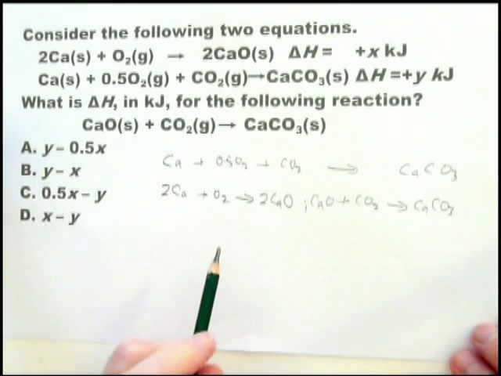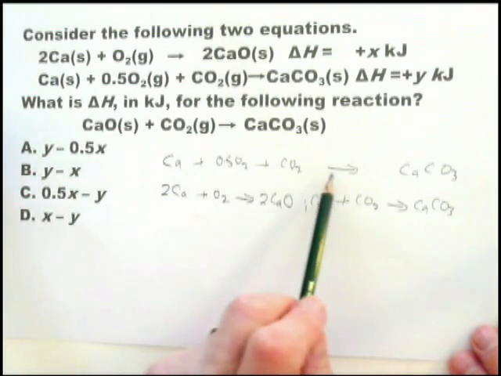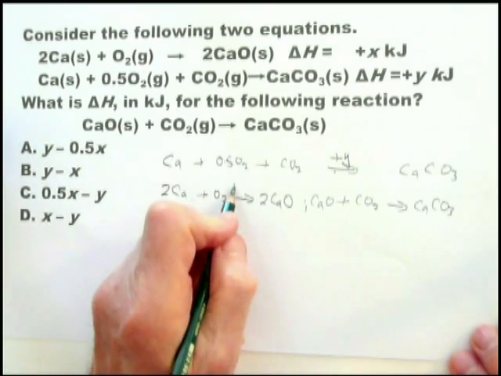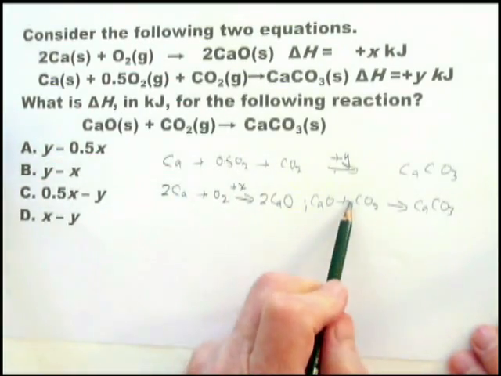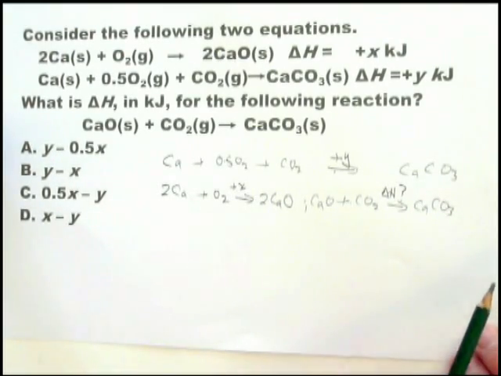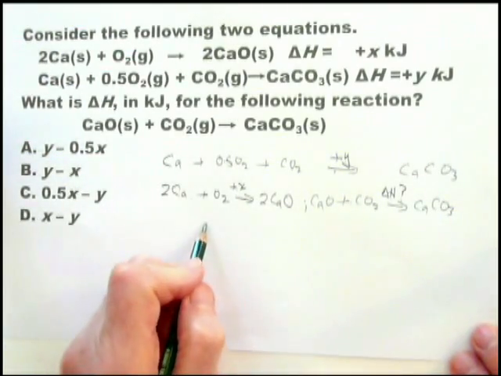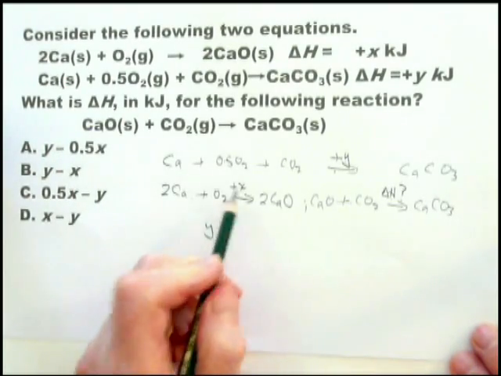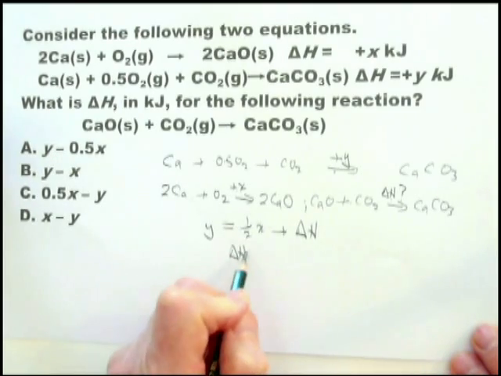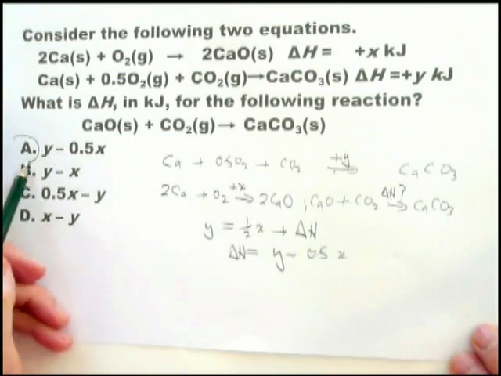So this is a question about Hess's law, and they tell you information on this one, which is plus y. They give you information on this one, which is plus x, and this is the one they're asking. What is the delta H for this? You can see that y must equal that plus that. So y equals, now it's not actually that, it's half that, half x plus delta H. Therefore, delta H equals y minus 0.5x, which is A.